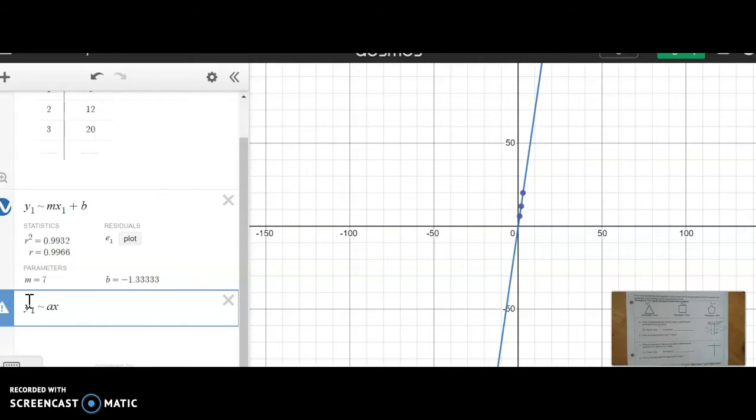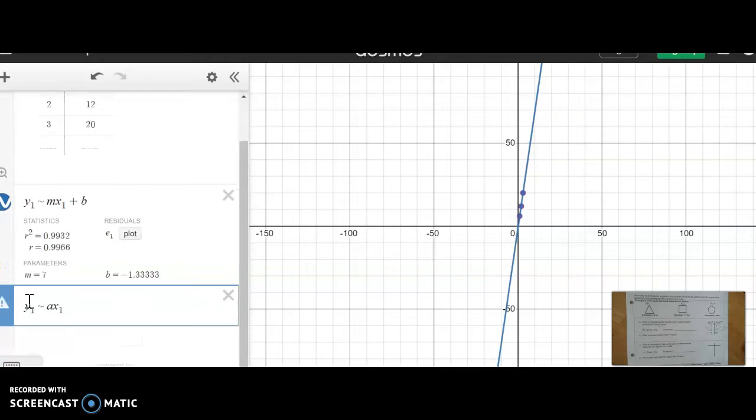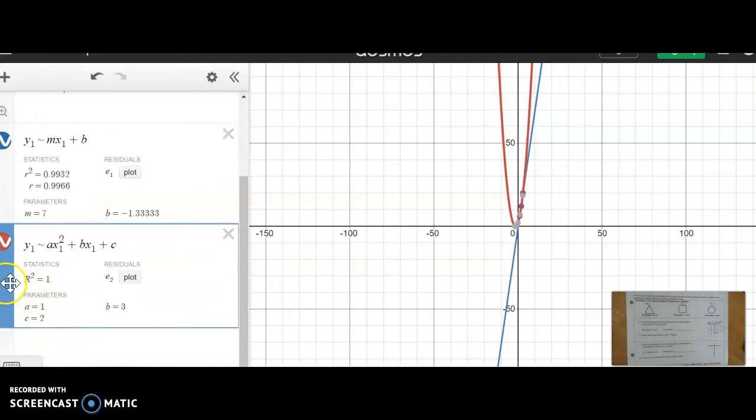AX squared plus BX plus C. Every little thing. Ooh, perfect regression. So now we know that our equation is x squared plus 3x plus 2.